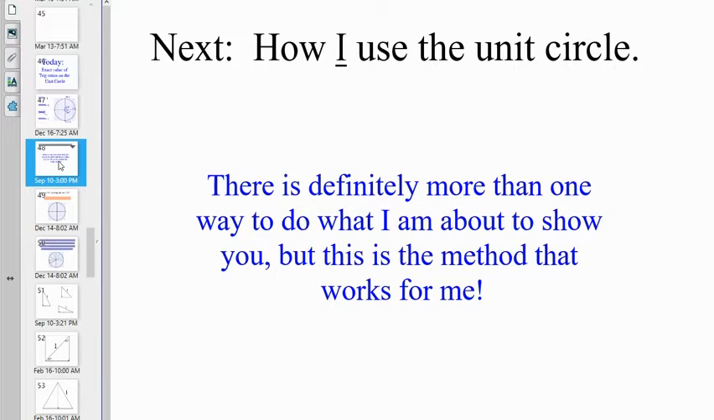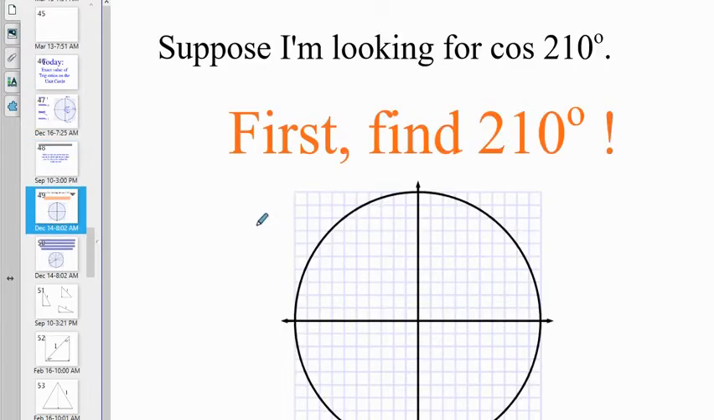But we've got to take a look at how to do a lot of other angles. So what I'm going to take you through right now is how I use the unit circle. There are lots of ways of doing this. If you asked all of the teachers at Burnsville High School, we'd probably have about 5 different ways of doing this. If this doesn't make sense to you, I suggest you go on YouTube and see if there's another way of finding angles on the unit circle that makes more sense to you. I'm not saying that this is how you have to do it, but I am going to show you how I do things like cosine of 210 degrees.